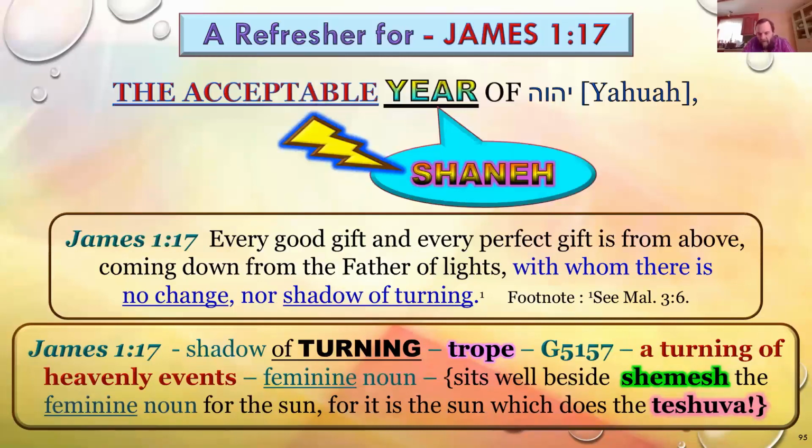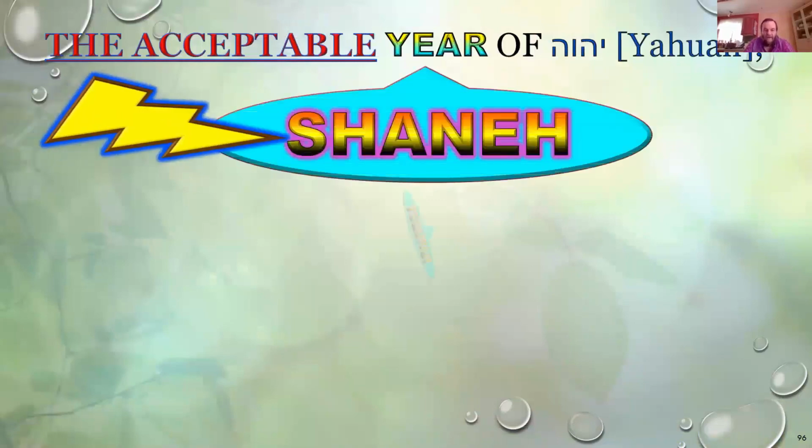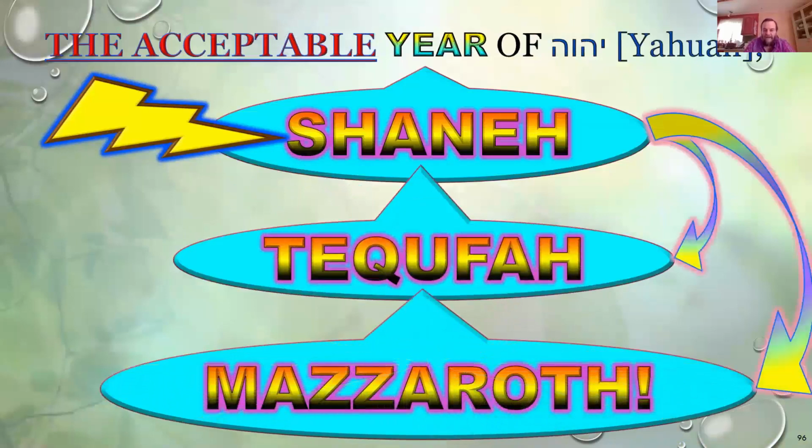And it is a feminine noun that sits very, very well beside Shemesh, the feminine noun for the sun. For it is the sun which does the teshuvah, that is the turn. It is the sun which does the turn halfway through its circuit to come back to the original point where it started out. The acceptable year of Yahuwah, Shane, Tequfah, and Matzeroth. This is Yahuwah's designated time system for this earth and for his festivals.